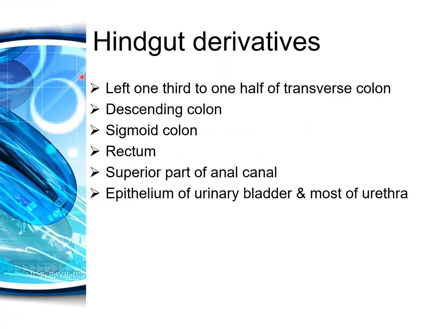So hindgut derivatives are the left 1/3 to 1/2 of the transverse colon, the descending colon, sigmoid colon, rectum, superior part of the anal canal, and epithelium of the urinary bladder, and most of the urethra.